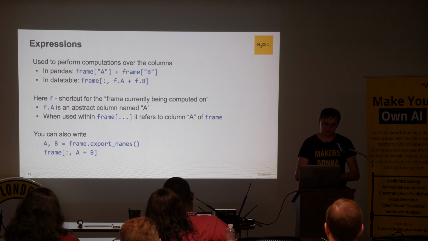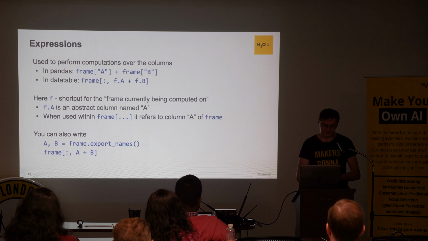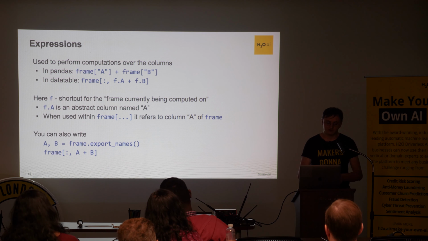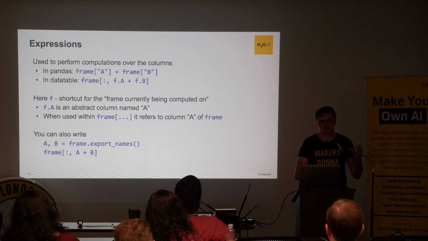That f. basically allows you to refer to column A and column B without having to repeat the name of the frame. So we think of the f as a shortcut for the frame currently being computed on. And f.a is just a column named A, and it doesn't even have to be in this dataset. You can use f.a in any dataset, and whether it has a column A or not, it will be selected.